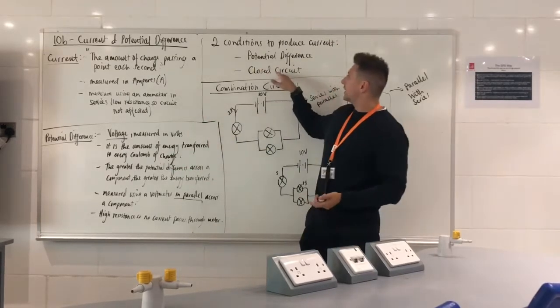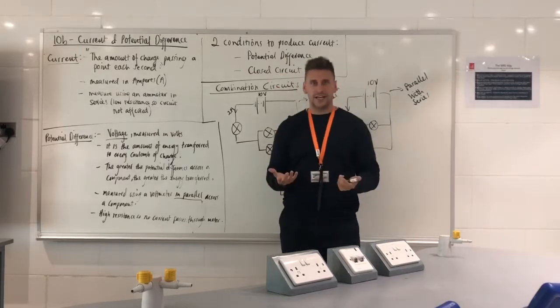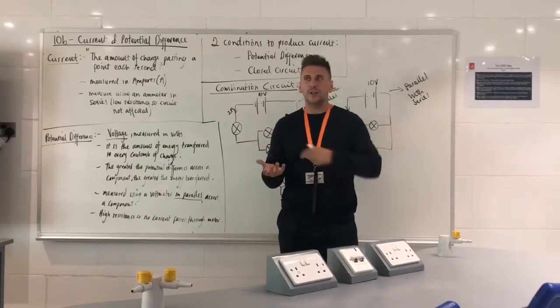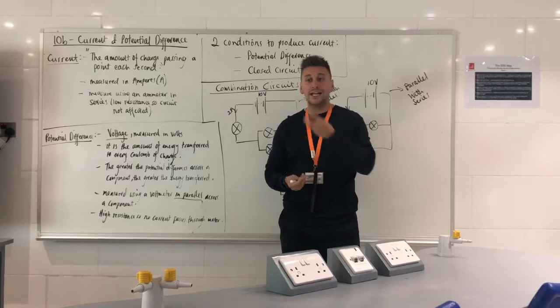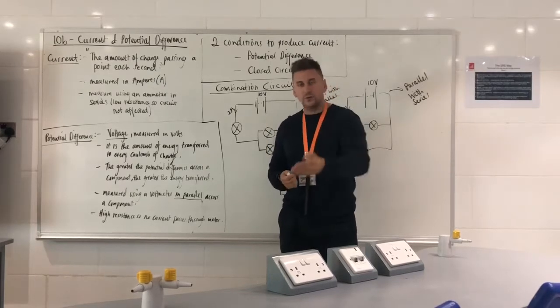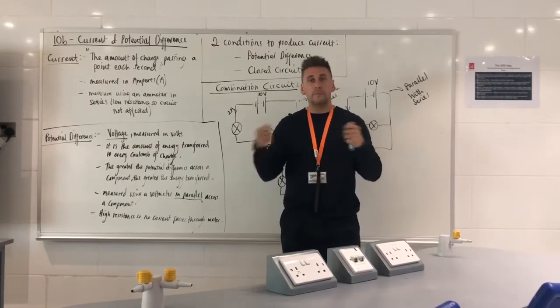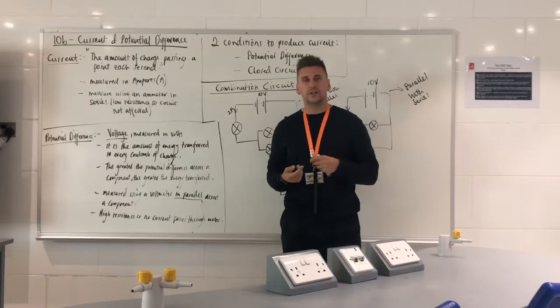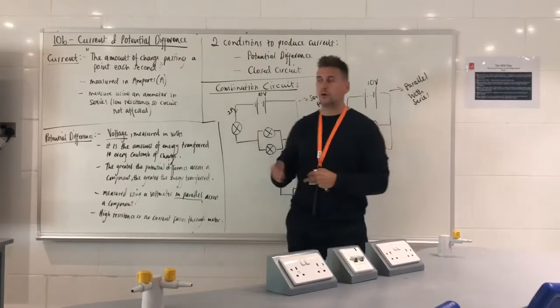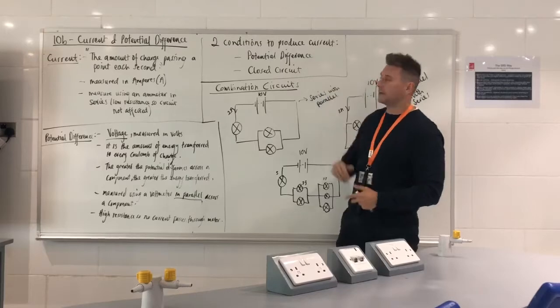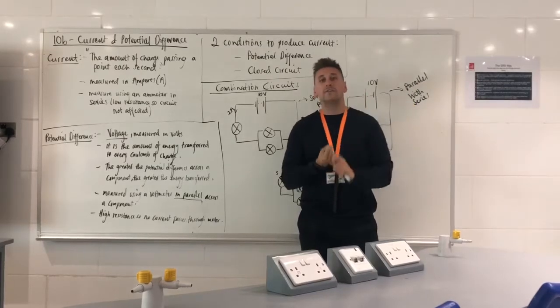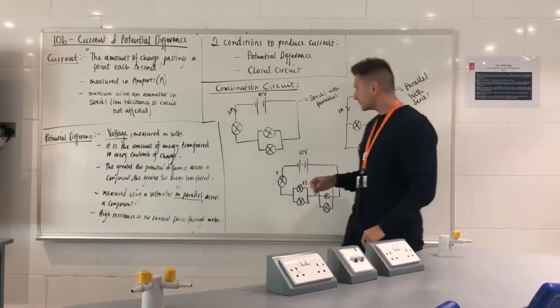Secondly, as a result of that, you have to have a closed circuit. If the circuit is not closed, then they won't feel that attraction. So you may have the potential difference, but if you cut that circuit with a switch or it breaks, then it won't feel the attraction, and therefore again the current will not flow. So two conditions. You must have a potential difference, you must have a closed circuit.